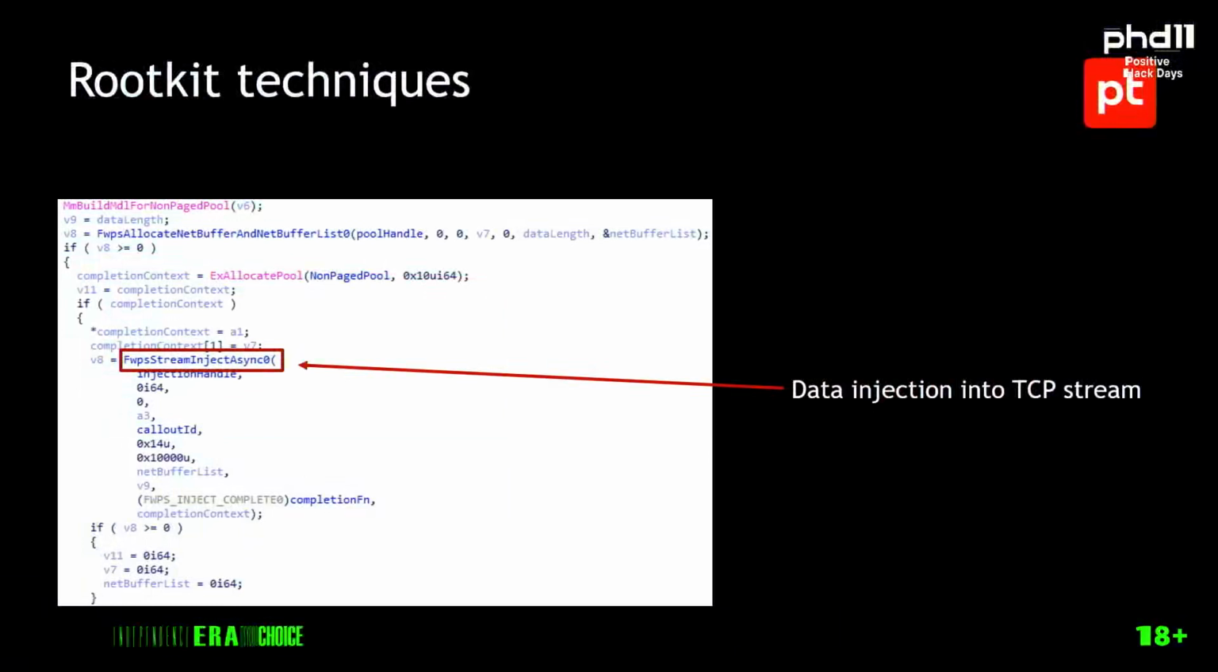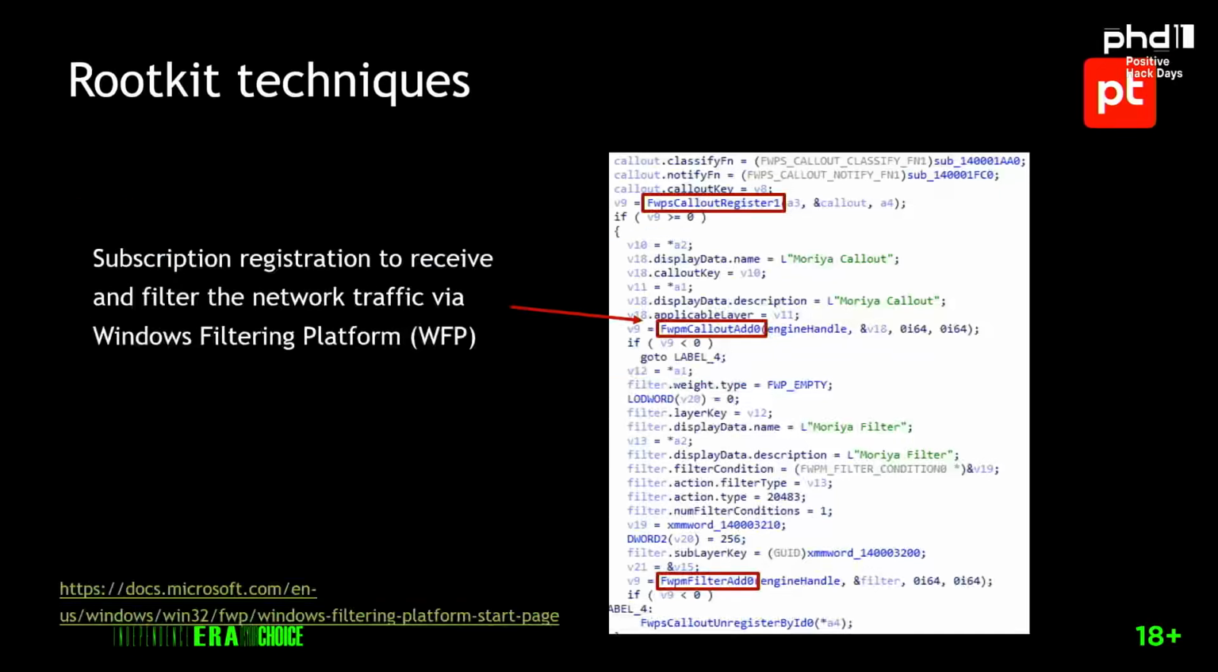Now let's talk traffic. Naturally, we can do data injection in the TCP stream, and there is a special function for that. So this is what it will look like.